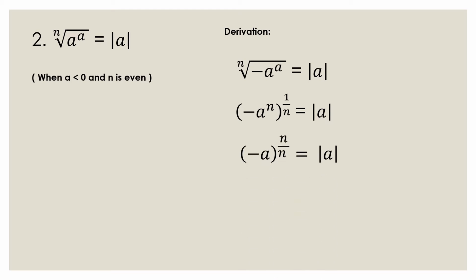And negative a raised to the power of n over n is equal to the absolute value of a. The absolute value of negative a is equal to a. Therefore, a is equal to a.